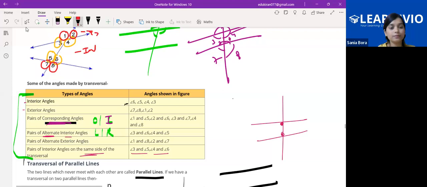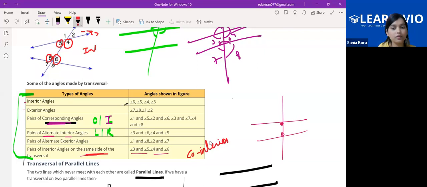Okay, ma'am. Okay. Now the next one is the angles, interior angle on the same side of the transversal. So 3 and 5, they are on the same side. 4 and 6, yes, they are on the same side. So they are pairs of interior angle on the same side. They are also known as co-interior angle. Fine. Okay, this is what you have to remember.